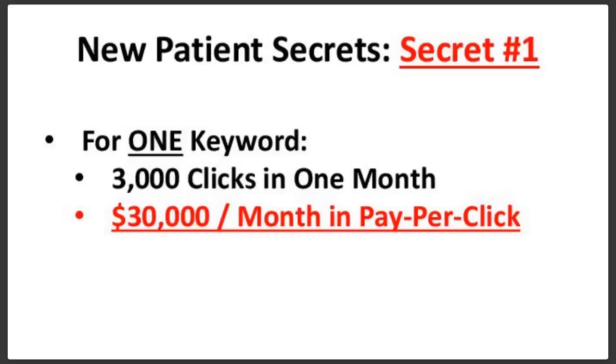Now, if you guys wanted to get 3,000 clicks in 1 month with paid ads, you would be paying roughly around $30,000 a month for pay-per-click ads. So here you guys can see the power of organic search results in Google, because one keyword being a 10th result in this particular scenario will get you 3,000. If you want to get the same amount, you're going to have to pay around 30 grand in pay-per-click ads.